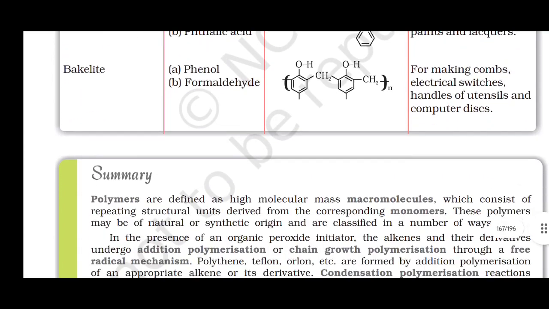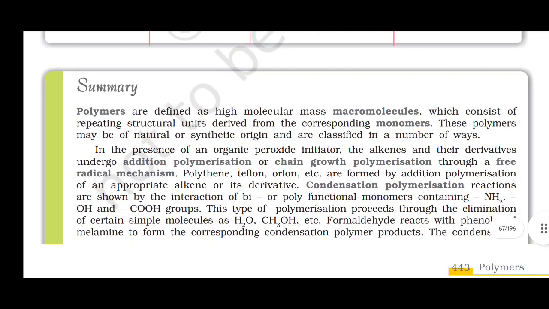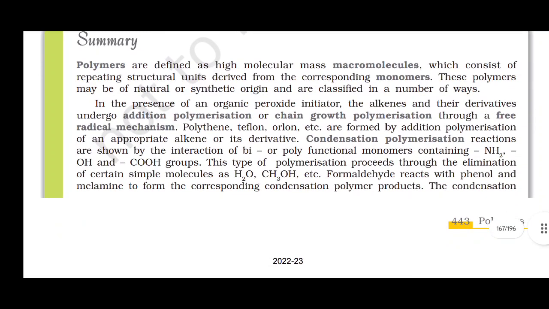Okay, let's read the summary. Polymers are defined as high molecular mass macromolecules which consist of repeating structural units derived from corresponding monomers. These polymers may be of natural or synthetic origin and classified in a number of ways. In the presence of an organic peroxide initiator, alkenes and their derivatives undergo addition polymerization or chain growth polymerization through a free radical mechanism. Polythene, Teflon, Orlon, etc. are formed by addition polymerization of an appropriate alkene or its derivative.